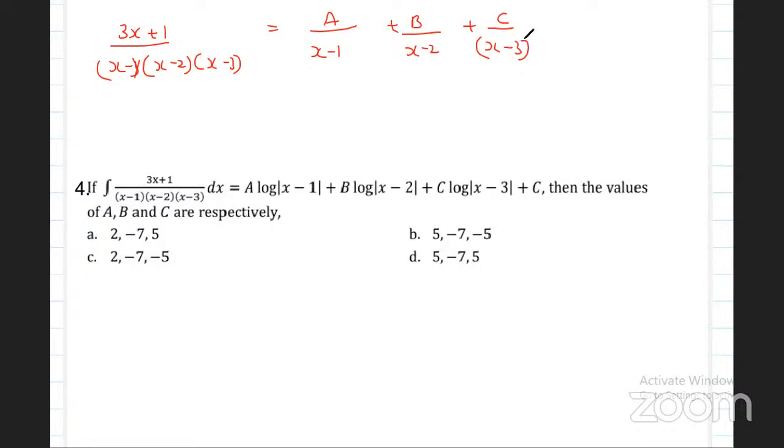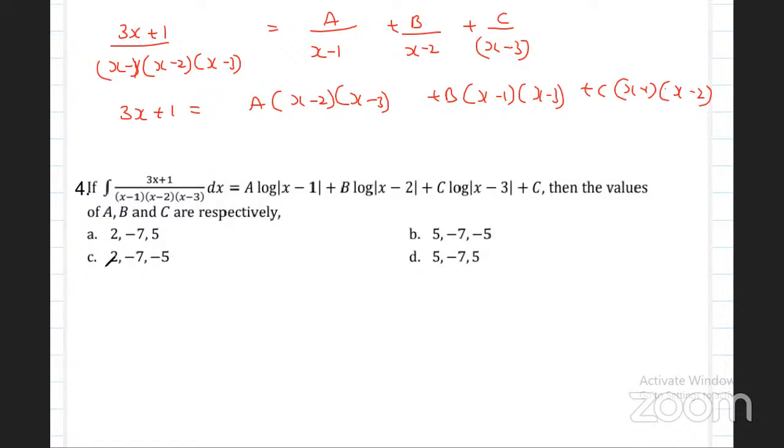Okay, here is a very simple one. We just have to find what a, b, c are. So 3x plus 1 is given by a times (x minus 2)(x minus 3) plus b times (x minus 1)(x minus 3) plus c times (x minus 1)(x minus 2).